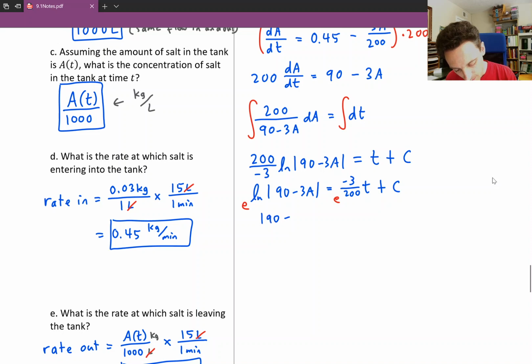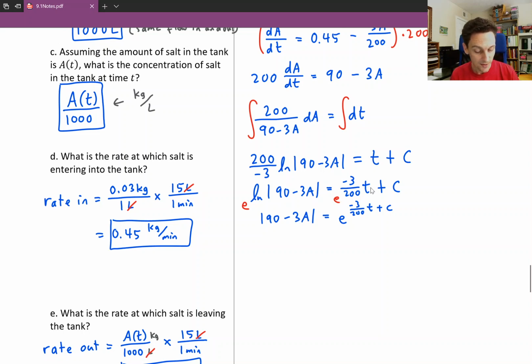We have the absolute value of 90 minus 3a equals e to the -3/200t plus c. The plus c is up there in the exponent. So we can't say that the c absorbs the exponential. It will, but you have to make sure to follow the rules here.